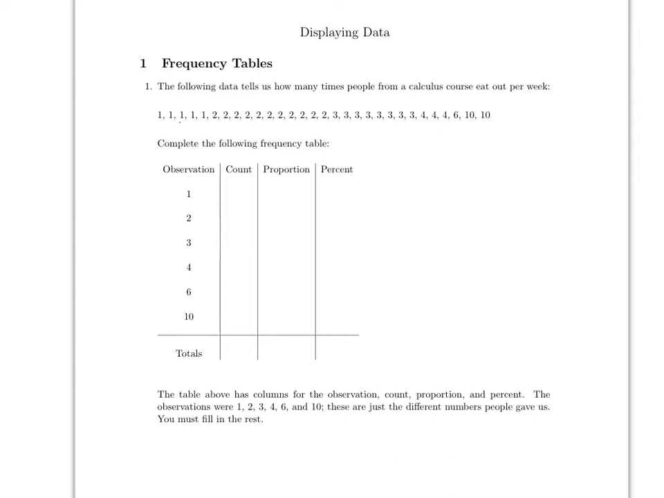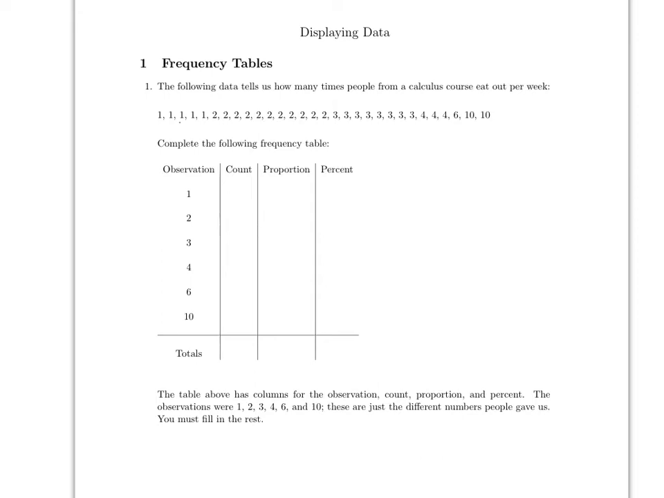The first column is for observations. This is the things people tell us. This could be the number, this could be the color of your eyes. So, your observation goes on the left. Then the count, that's also called the frequency, how many times people give us those answers, proportion, and then percentage. Notice we have totals down at the bottom as well, and we'll talk about how we find those.